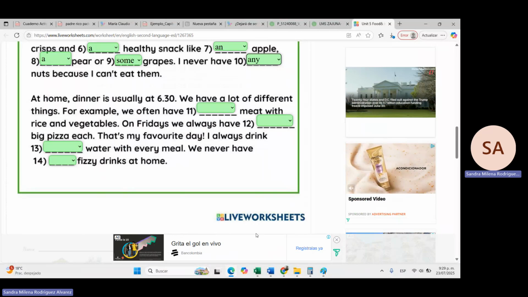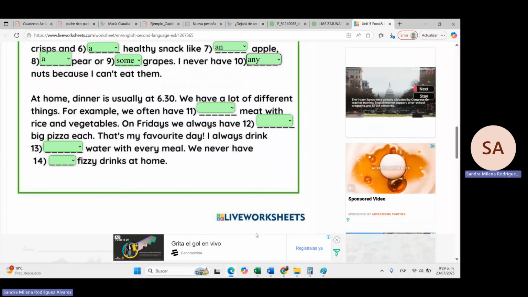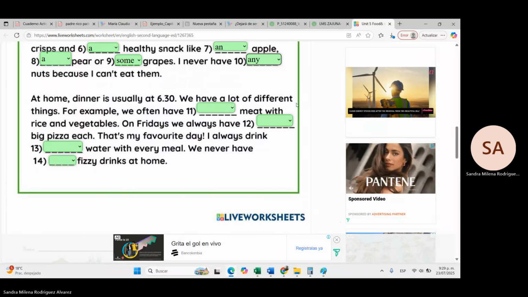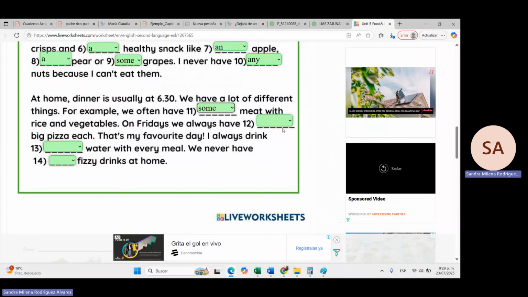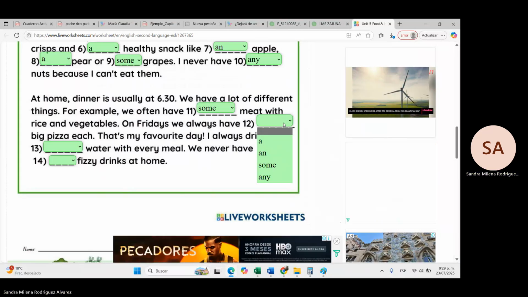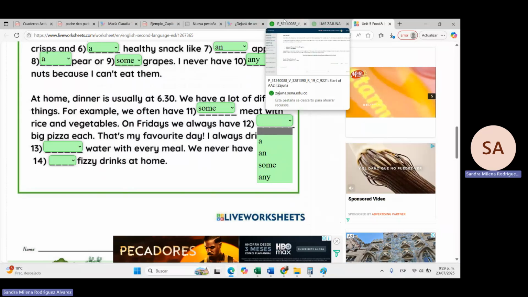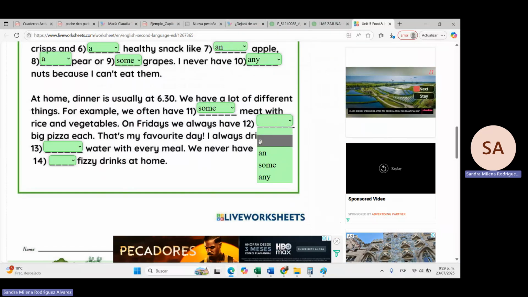At home, dinner is usually at 6:30. We have a lot of different things. For example, we often have some meat with rice and vegetables. On Fridays, we always have a pizza each. I am referring to one big pizza. So another way to say one is a big pizza.